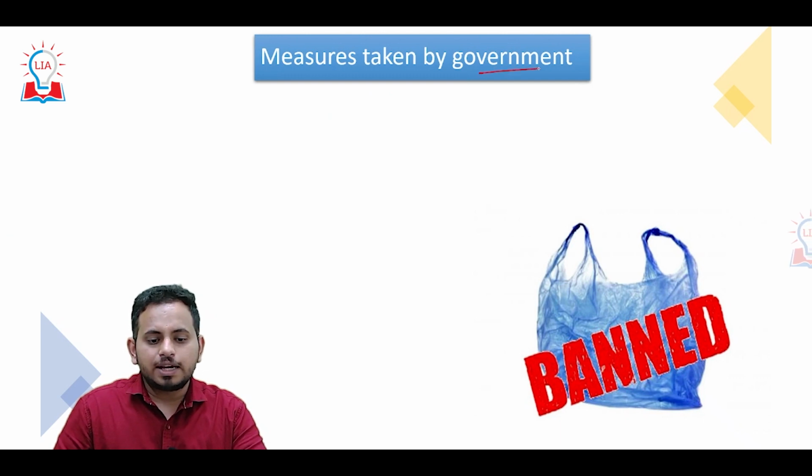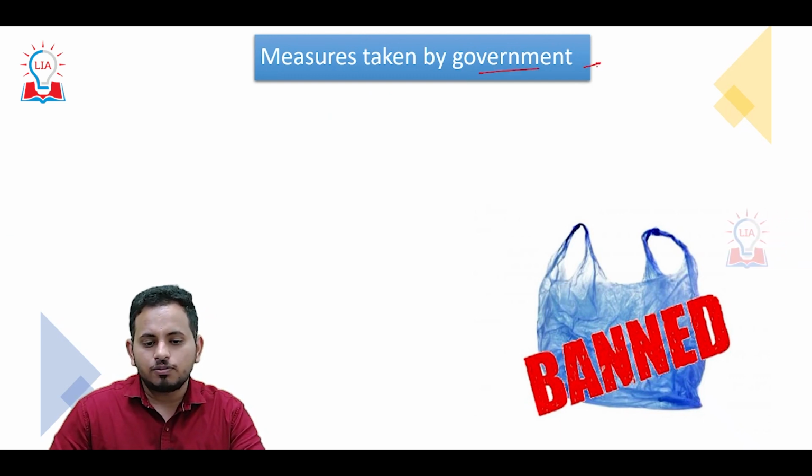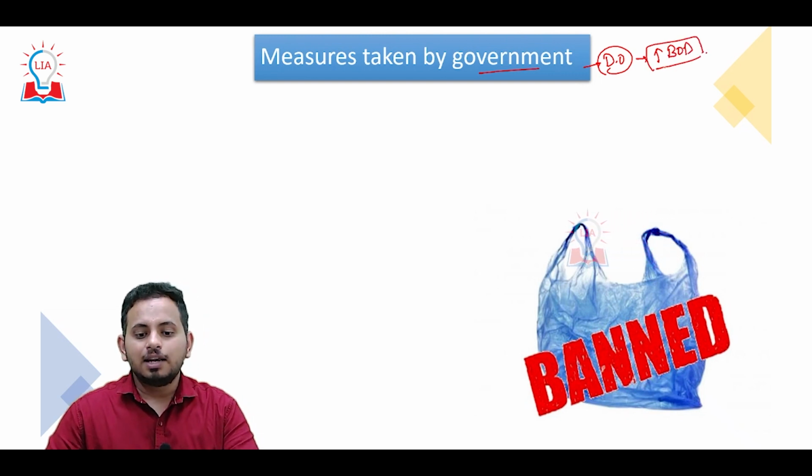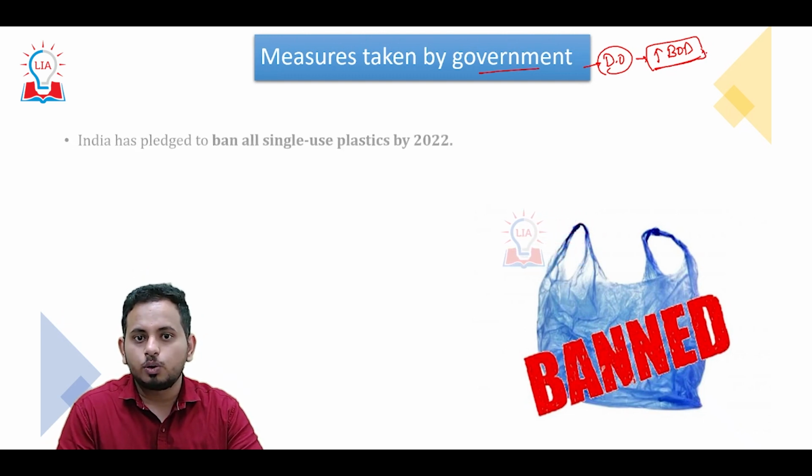What are the measures taken by the government in order to reduce this menace of reduction in dissolved oxygen, and also the increase in biological oxygen demand, and the aquatic litter that is being dominated by plastics? What is the government doing in this regard?